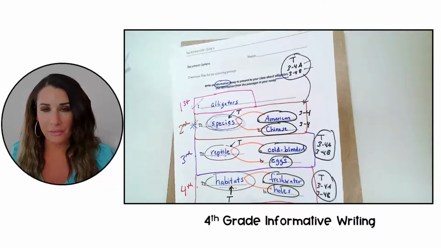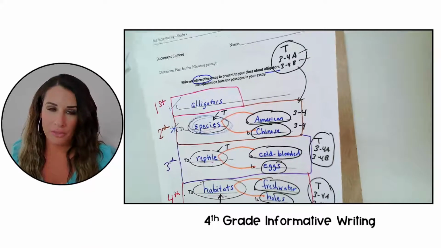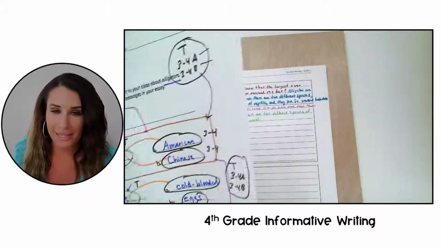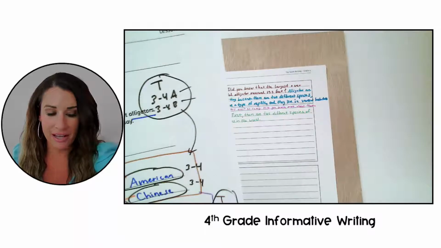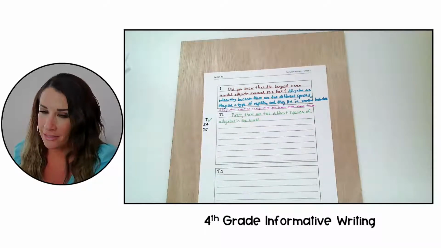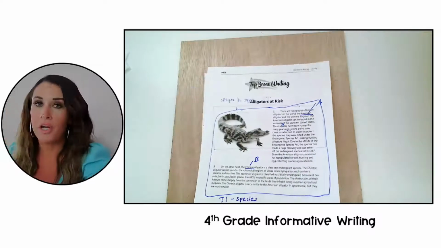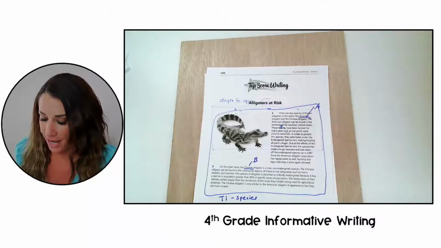What is my A on the planning for T1? My A is American. So I need to write 3 to 4 sentences about the American alligator. But I cannot write stuff that I just know off the top of my head. I have to write stuff that's from the text. This is when we're going to go back into the text and paraphrase information that we get from the text, okay?